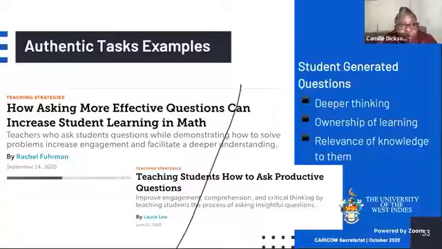So these are two articles. When I share the slides, you will see them. They discuss how it's very effective in math learning, and how it's very productive in terms of developing critical questions and critical thinking, so that students know the kinds of questions to ask when they're learning.